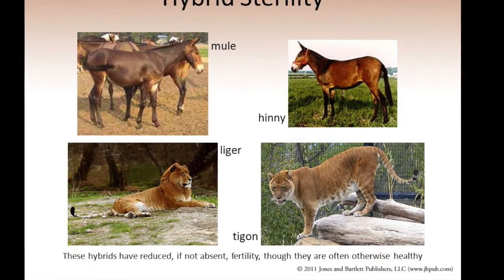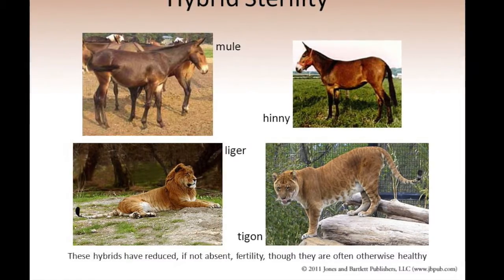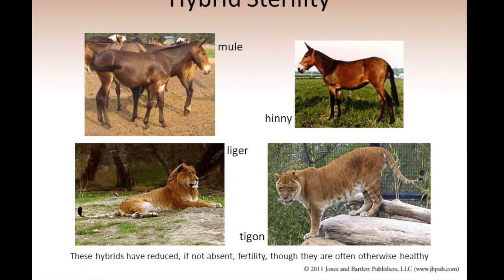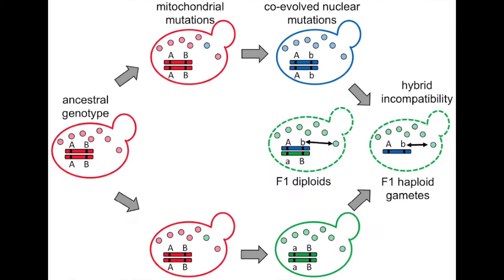Hybrid sterility is when a viable hybrid is produced, however, they are unable to produce offspring. This is because of meiotic problems that make them incapable of making sperm or egg. An example would be a horse and a donkey can have a mule, but a mule can't produce offspring.